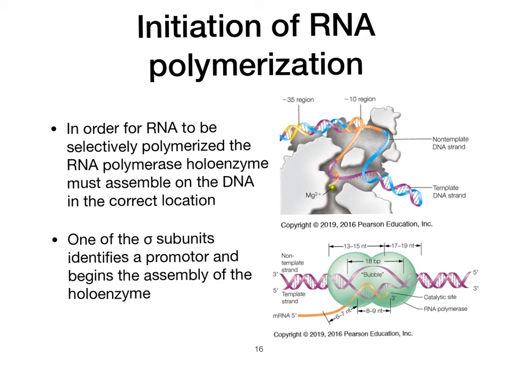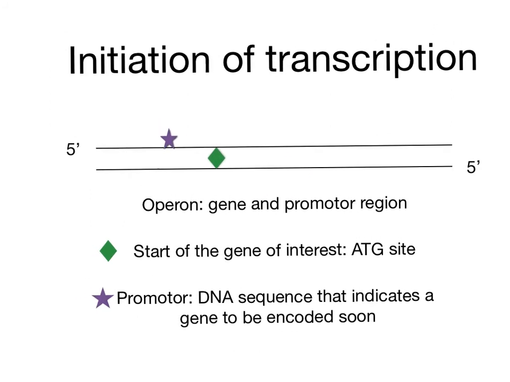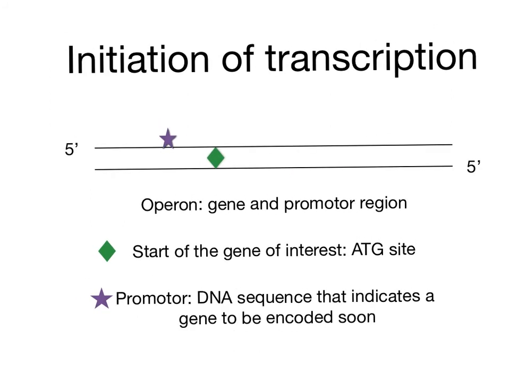And so we're going to look at these two figures over here on the right several different times. What we'll see is that there are 4 regions, and we're going to have what we call the open complex. Transcription occurs prior to the start of the gene. In this case, our green diamond here is going to be the start of the gene, or in this case, the ATG site.